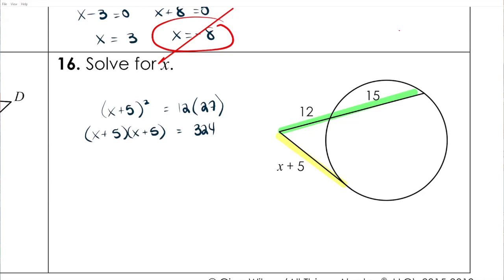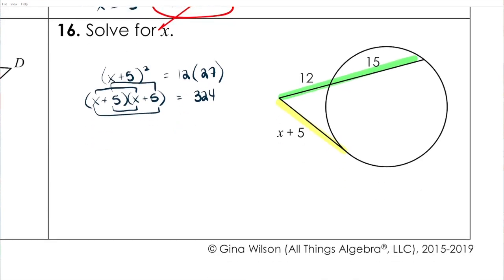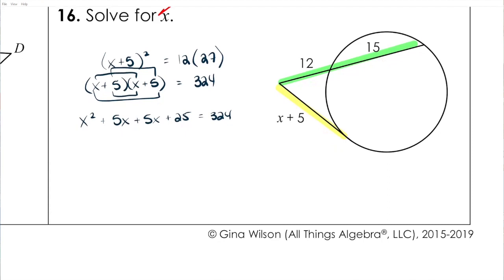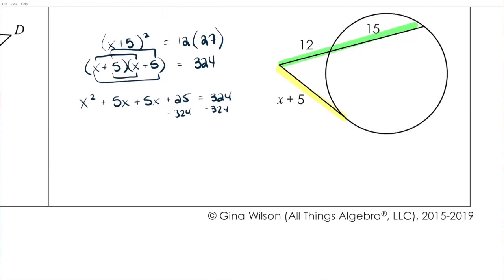Okay, go ahead and FOIL: x times x, x times 5, 5 times x, and then 5 times 5. X squared plus 5x plus 5x plus 25 is 324. Since I have a quadratic, what do I got to do? It's got to be equal to 0, so I'm going to go ahead and move that 324 to the right side. So x squared plus 10x, I'm guessing 299, minus 299 is 0.